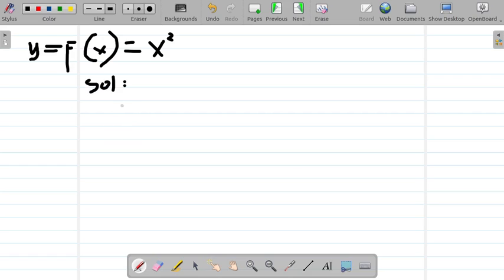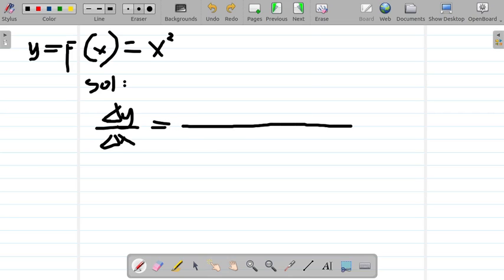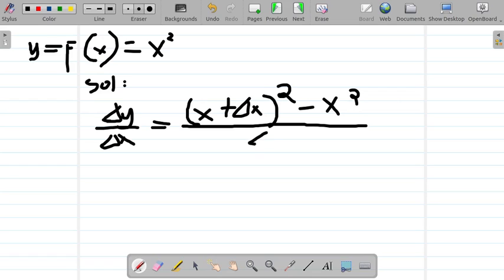So, substitute lang natong mga value. Change of y over change of x is just equals to x plus change of x squared minus f of x, which is y, is equals to x squared. So, minus x squared over change of x.